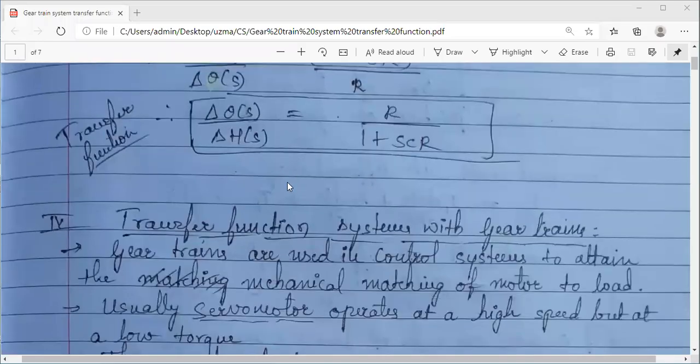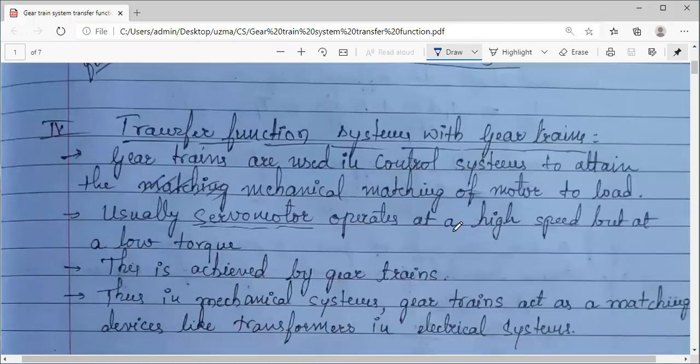In the previous session, we have seen some theoretical background about how to find the transfer function for a system which is having gears, gear trains. Let me recall, this theory is very important. If you understand the theory concept, then you will be able to solve these problems very easily. So it was very important for us to take the theory part and understand.